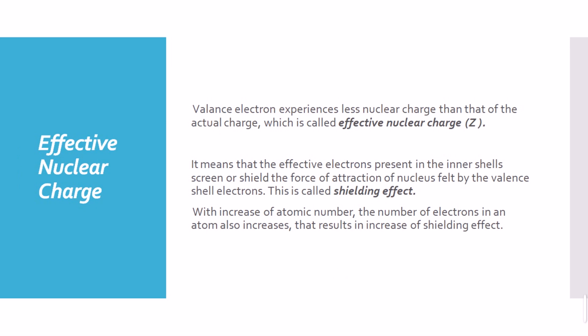Effective nuclear charge. The electrons present between the nucleus and the outermost shell of the atom reduce the nuclear charge felt by the electrons present in the outermost shell of the atom. If the nucleus is present at the center, there are several shells present after the nucleus. Here will be the K shell, L shell, M shell and the N shell.